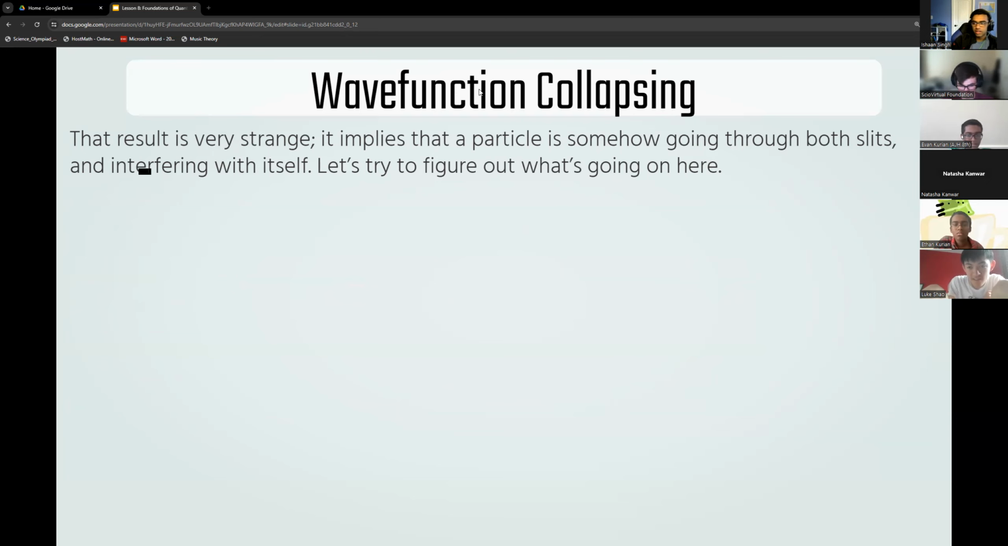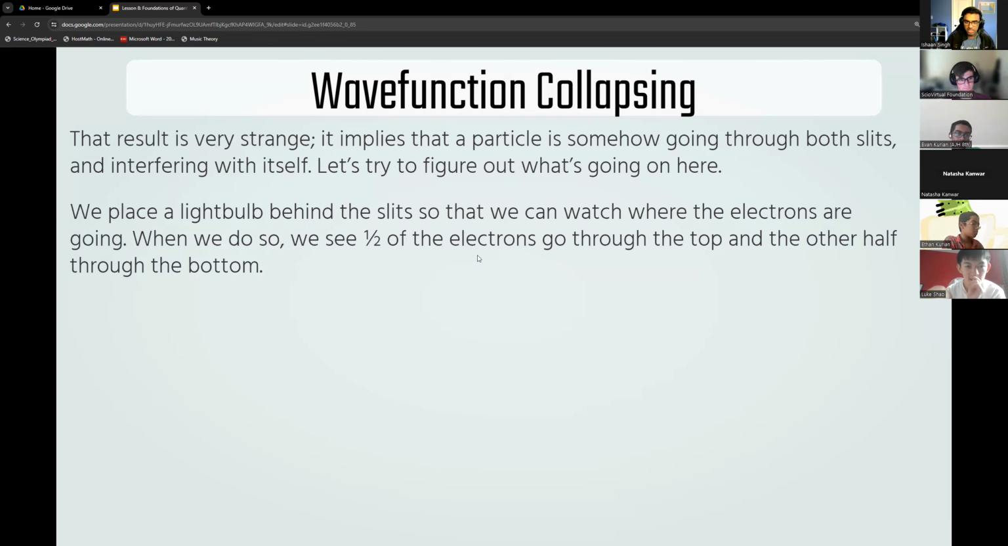Thank you. So this is really weird. I mean, it makes no sense why this happens, right? So it implies that the particle, our single electron particle, is somehow going through both slits and then interfering with itself. Let's try to really figure out what's going on here. So let's place a light bulb behind our slits so that we can watch where the electrons are going. Is the electron going through the top slit or through the bottom slit? When we do so, we see half of the electrons go through the top and the other half go through the bottom.